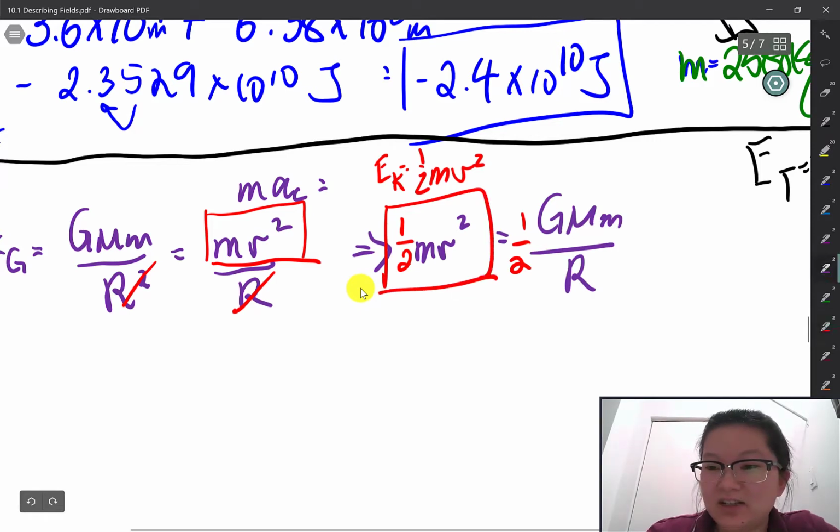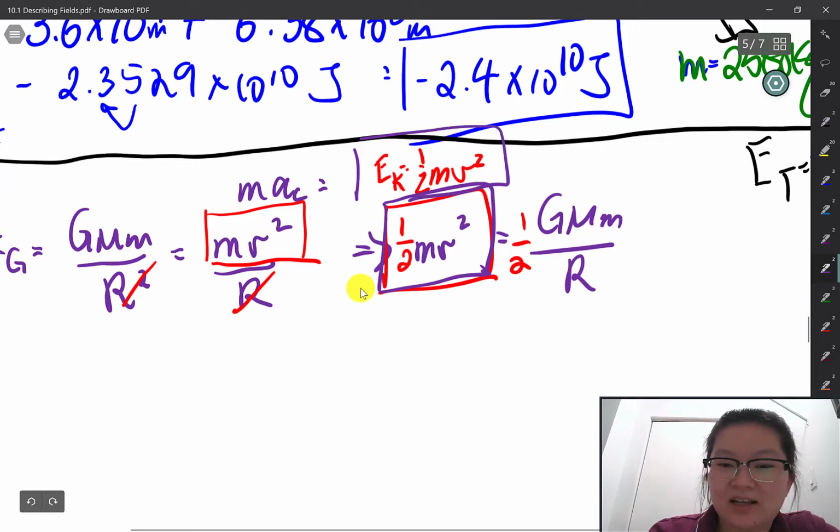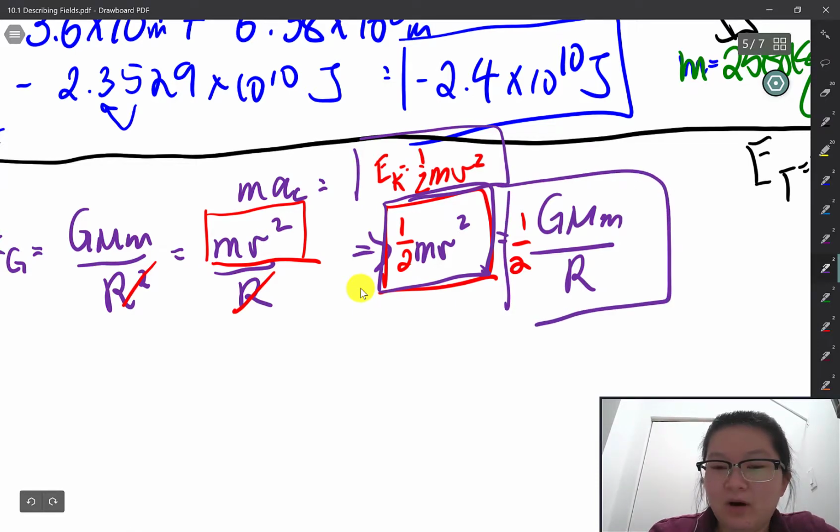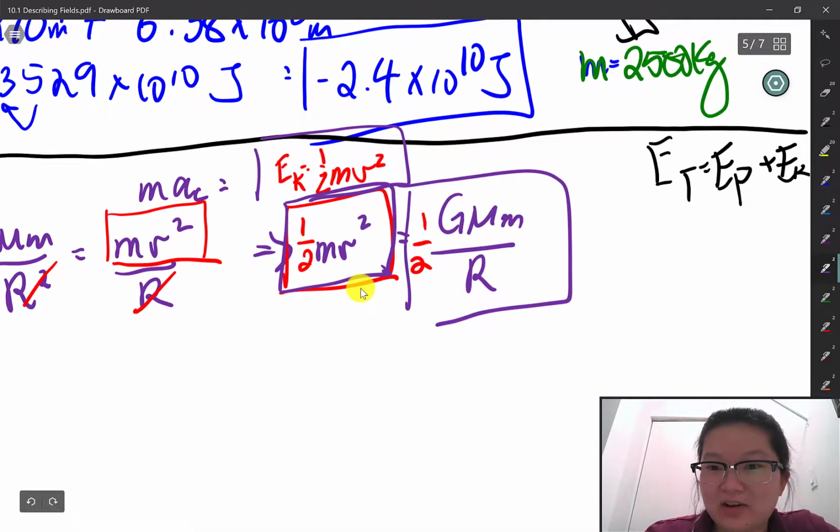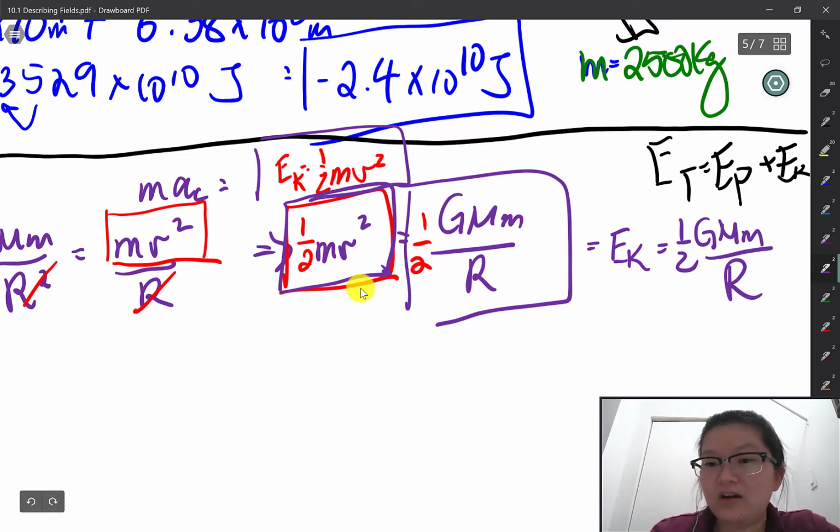This is kinetic energy of the satellite. But hey, what? No way. So the kinetic energy of the satellite is just 1/2 big G, big M, small m over r.